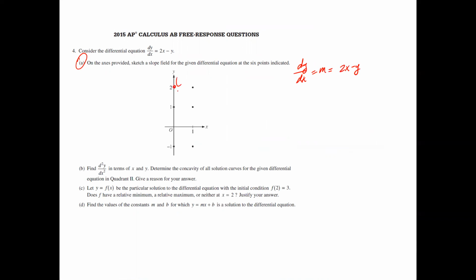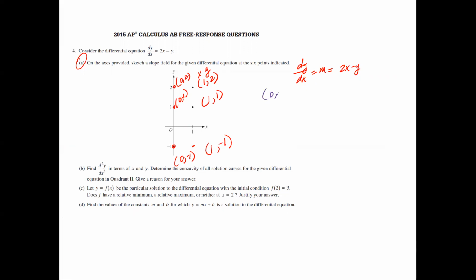So you're just going to look at the points here, which are (0, 2), (1, 2), (0, 1), (1, 1), (0, negative 1), and (1, negative 1). Remember, these are the x, y values. Once you have that, you're just going to plug it into the 6 different points.